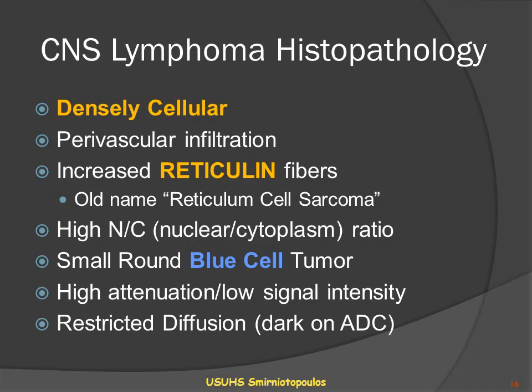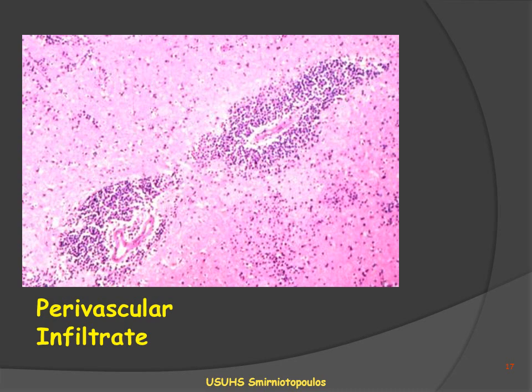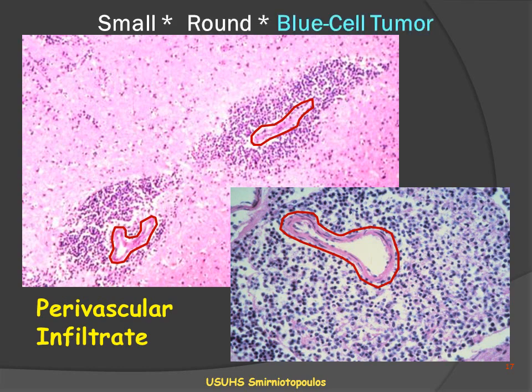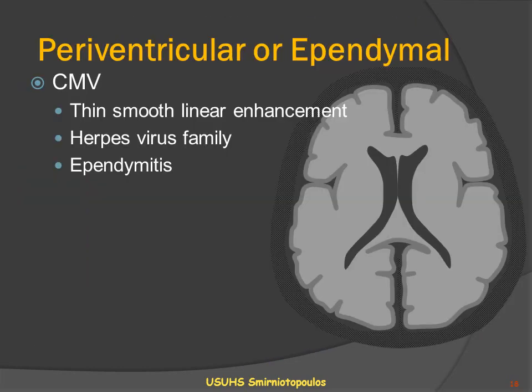So again, primary CNS lymphoma is densely cellular, primarily begins as a perivascular infiltration of small round blue cells with reticulin that surrounds individual cells. If we look here at this high power view, we can see surrounding the two blood vessels all of these small round blue cells, and in another field from a different patient, we can once again see a blood vessel surrounded by this sheet of small round blue cells in primary CNS lymphoma. So we want to remember that this is a small round blue cell tumor.